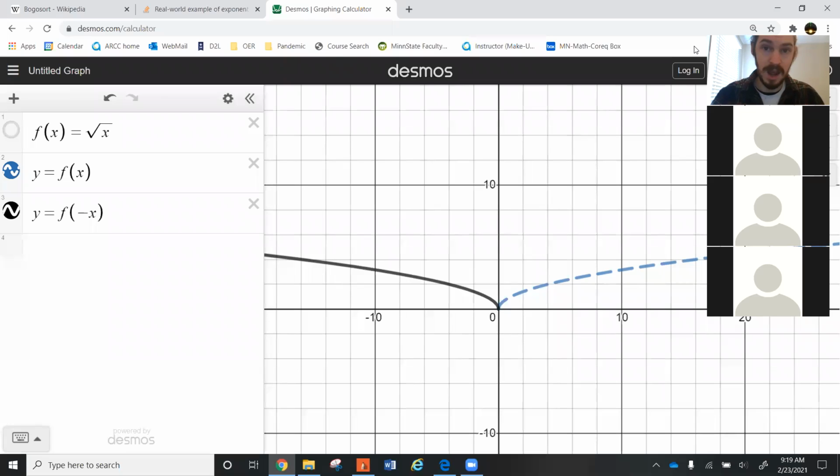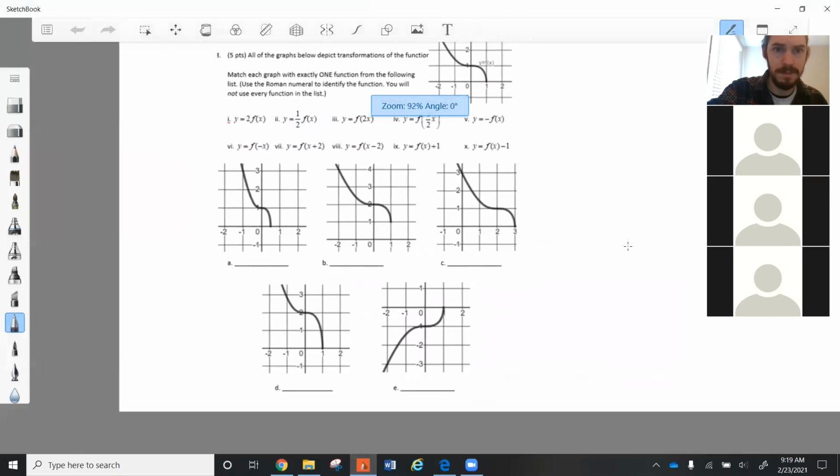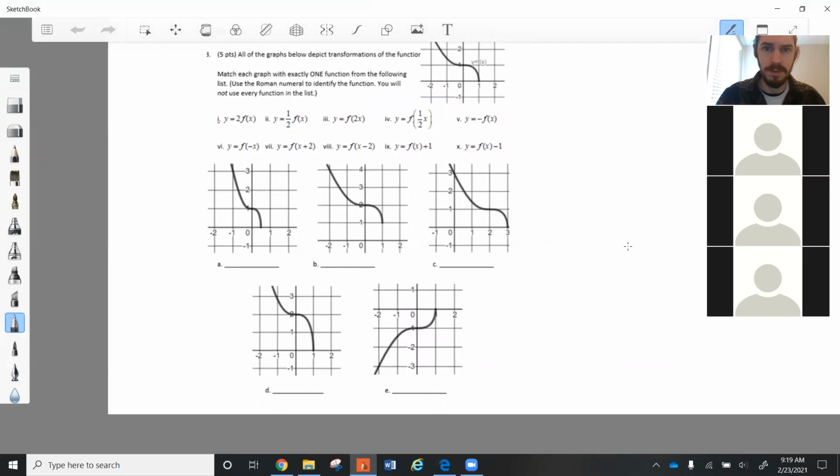So now let's do that. Actually, before we do that, I want to show you this. Let's just take a look at this example. This is an example of a matching problem. This is the type of thing I've put on a quiz before.